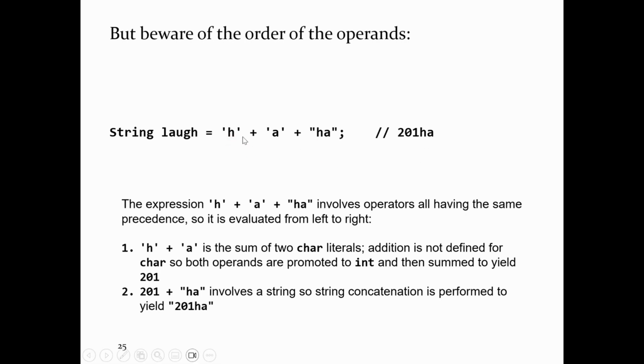Java looks at that expression. It sees something plus something plus something. It looks at the precedence of the operators, and the precedence of these two operators is the same. If you have an expression where all the operators have the same precedence, Java goes left to right. So we have char plus char. From the previous lecture, you know that converts to int plus int, so whatever the int value of h is gets added to whatever the int value of a is. It turns out that's 201. Now you have an int concatenated with a string, so now it does string concatenation, and you get "201ha".